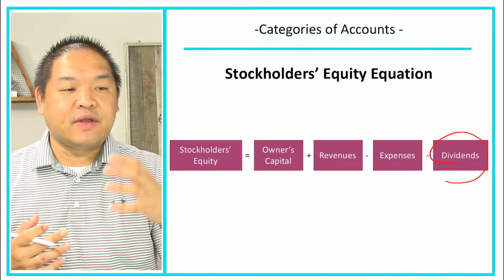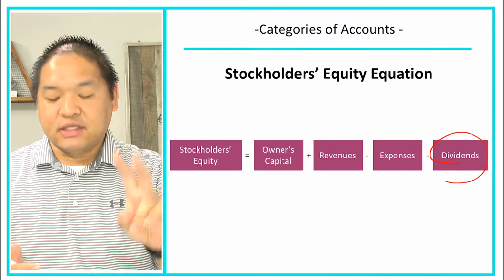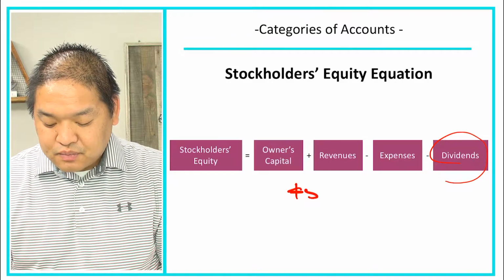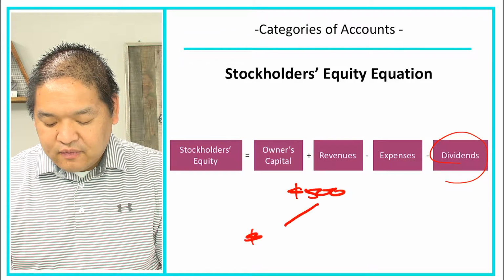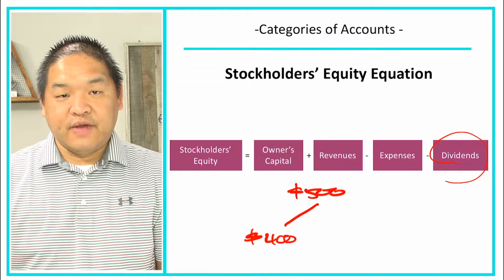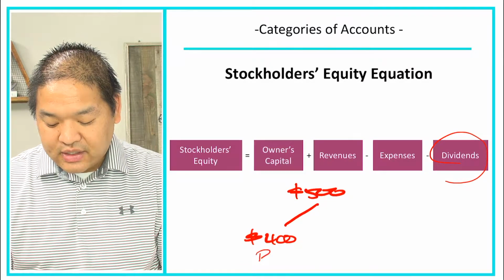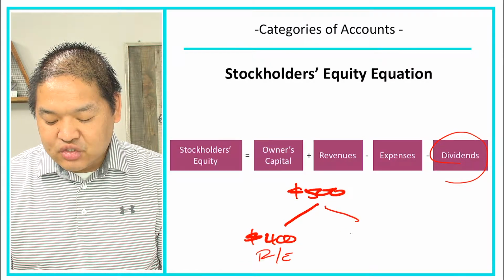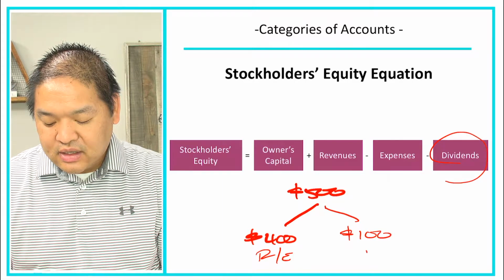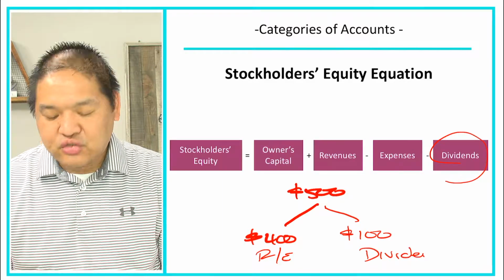So for instance, if the company made $500, they have two choices. They could keep $400, reinvest in themselves. We call that retained earnings. And then they can distribute $100 as a dividend back to its shareholders.